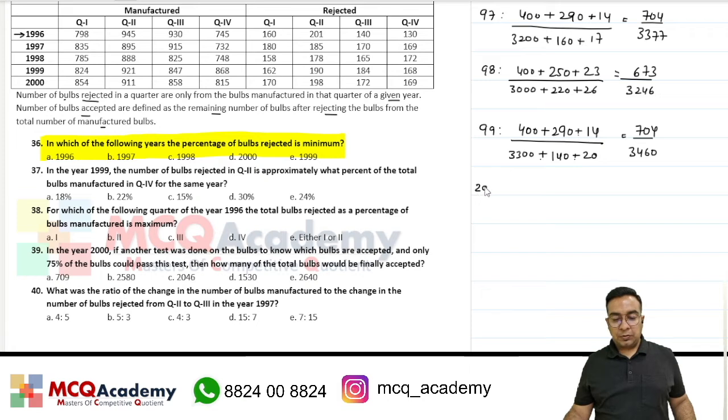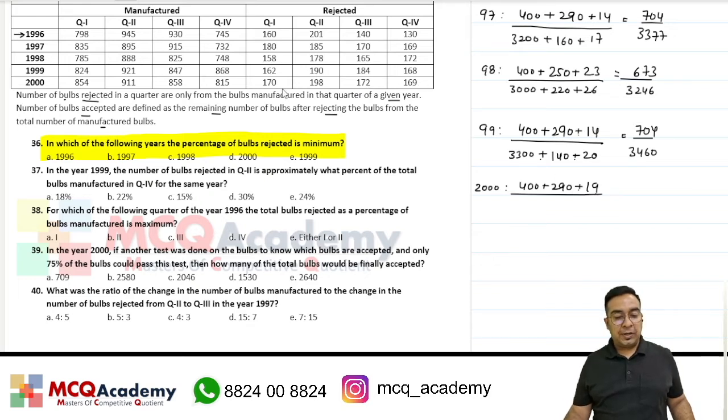Lastly, for the year 2000, the number of rejected bulbs would be 100 plus 100, 200, 300 and 400. Adding up digits at the tens places, we get 7 plus 9, 16, plus 7, 23, plus 6, 29, that is 290. And at ones places we have 8 plus 2, 10, plus 9, 19.